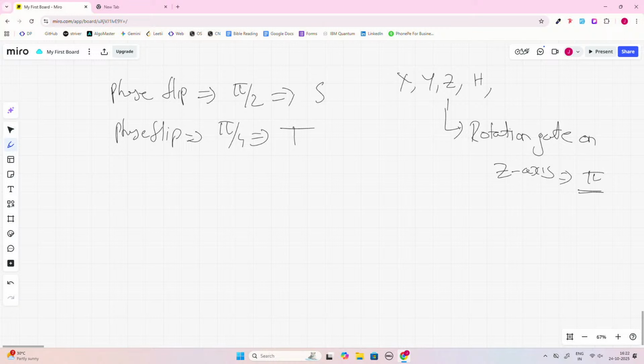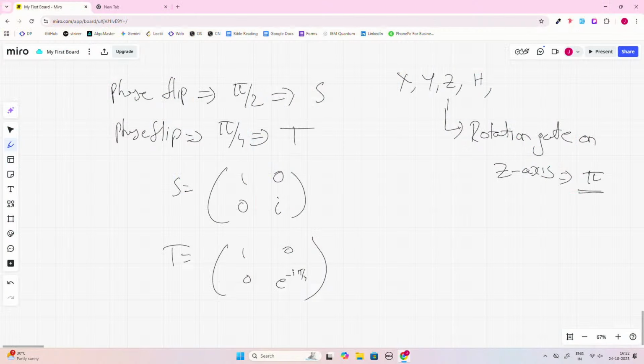What are the matrices? The S gate matrix will look something like this. The T gate matrix will look something like this. S gate matrix: 1, 0, 0, i. T gate matrix: 1, 0, 0, e to the power of i pi by 4. Now these are the matrices. Apply the matrices, you can see the respective changes. That's up to you completely. But this is the main deal.